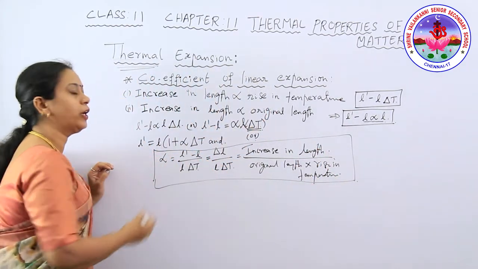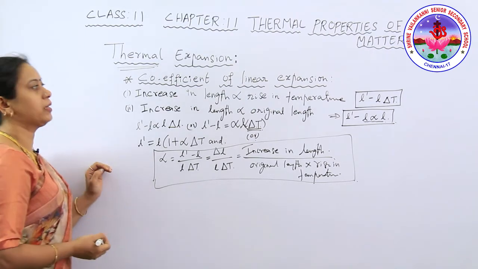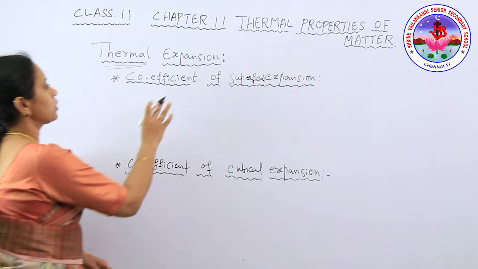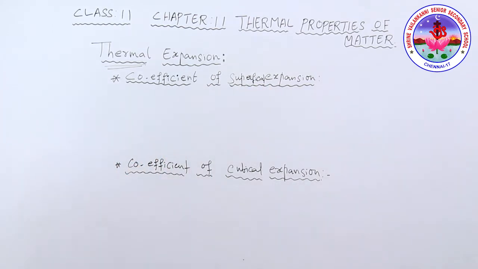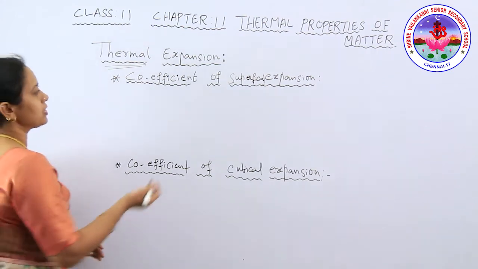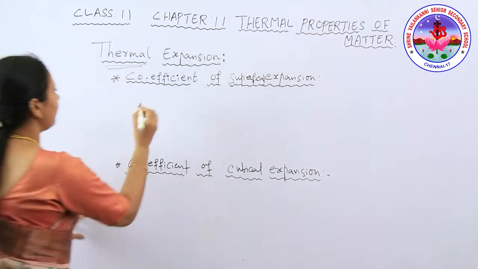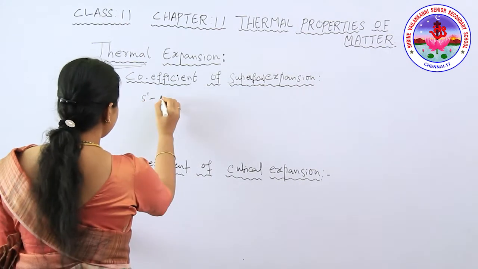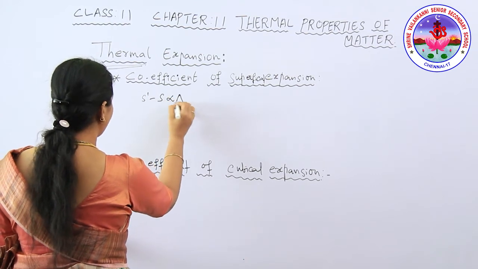In the same way, we are going to see the 2D and 3D expansion. Next is the coefficient of superficial expansion. Here we take the example of a metal sheet, unlike the solid rod before, where the length increased. With two dimensions, we take the initial surface area S and heat it through a temperature rise del T, so the new surface area changes to S dash. So S dash minus S is directly proportional to del T.